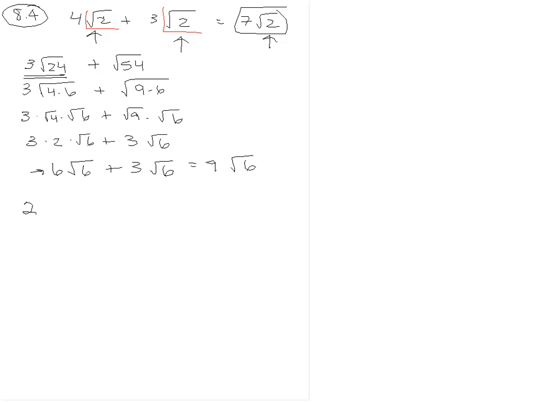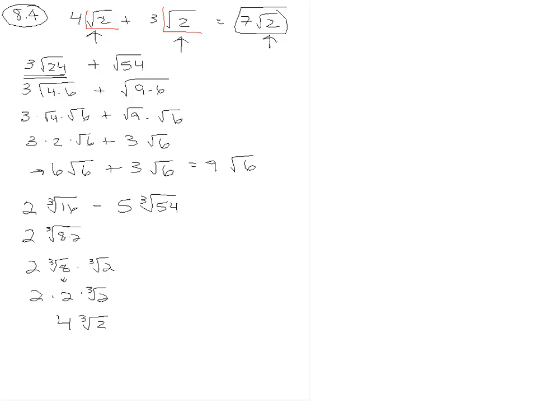What if I had 2 times the cube root of 16 minus 5 times the cube root of 54? Okay, now we have to think perfect cubes. 2 times 2 times 2 is 8. 8 will go into 16. So I can rewrite this as 8 times 2, which means I can separate it, which means this comes out and becomes 2. So on the outside, I have 4 cube root of 2.